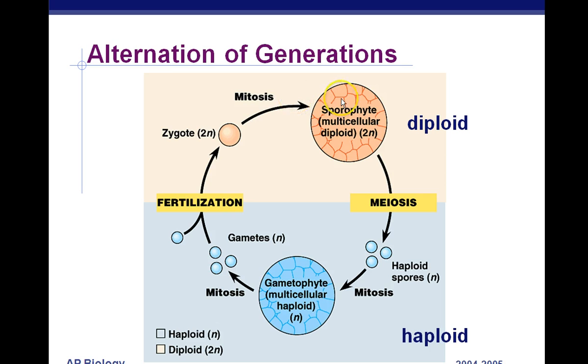Zygote does mitosis, produces all the cells in the plant, called the sporophyte. The diploid sporophyte produces haploid spores by meiosis. The haploid spores develop into the haploid gametophyte by mitosis, going from haploid to haploid. The gametophyte makes gametes, also by mitosis, going from haploid to haploid. The male and female gametes fuse together and form a zygote, which is diploid, which will undergo mitosis to produce the sporophyte. Once again, remember, meiosis only happens to make spores. All right, pause at this time and copy down this diagram.